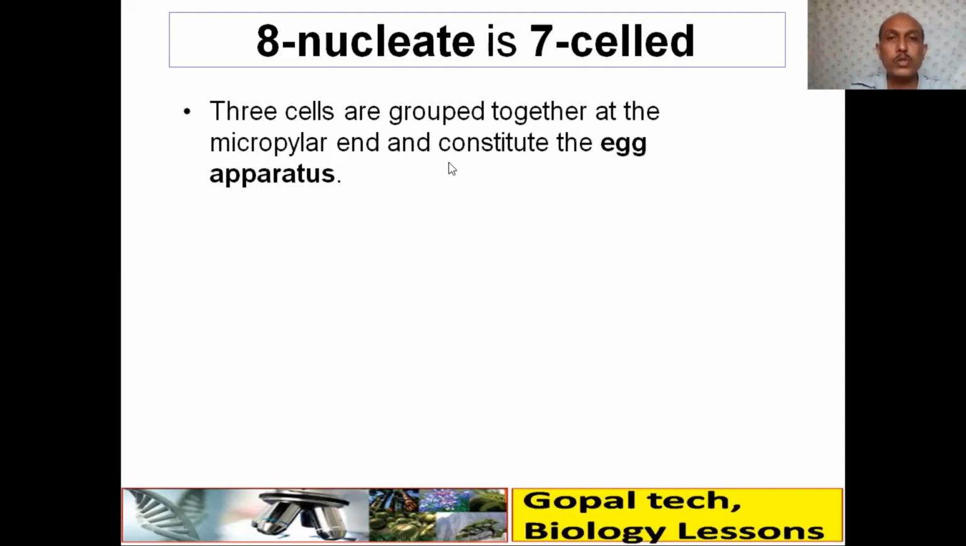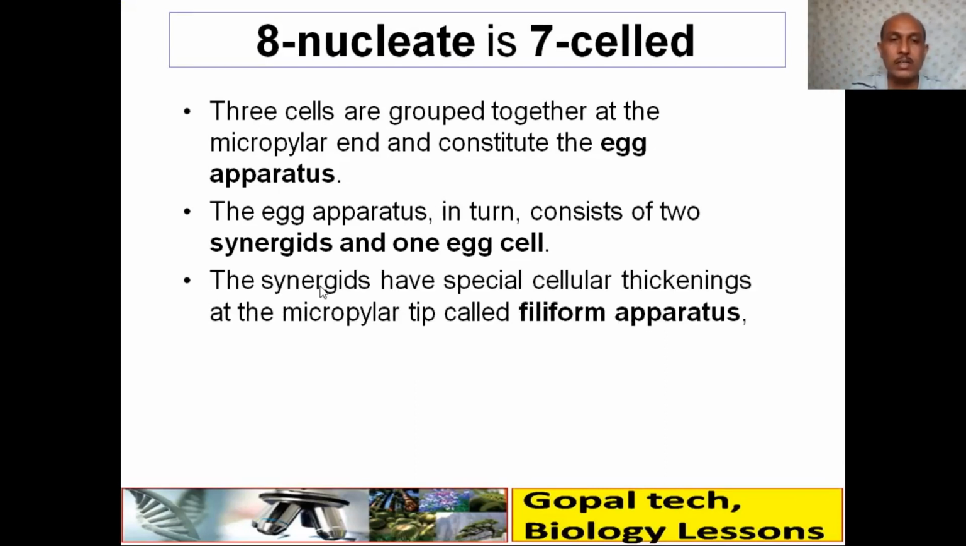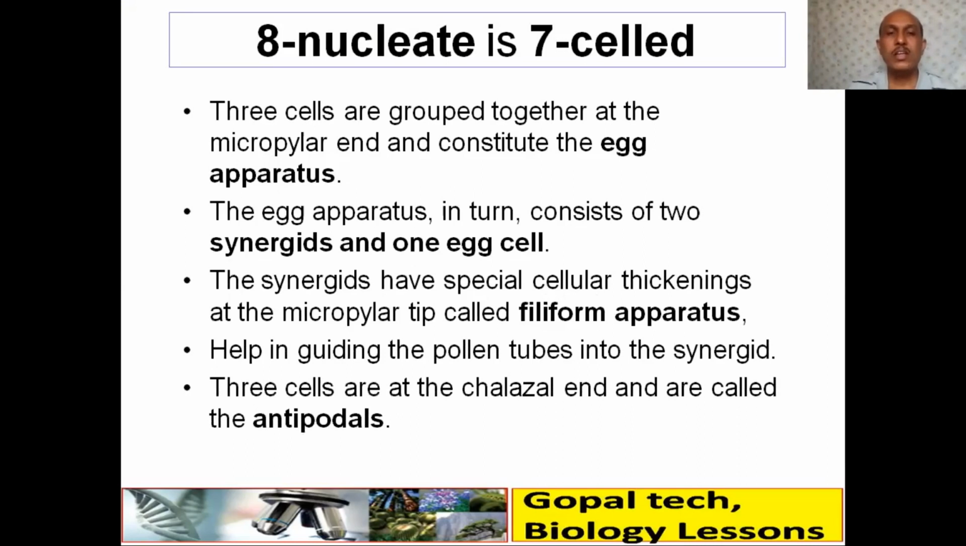3 cells are grouped together at the micropylar end and constitute the egg apparatus. The egg apparatus consists of 2 synergids and 1 egg cell. The synergids have special cellular thickenings at the micropylar tip called the filiform apparatus. What will you call it? Filiform apparatus. Then this helps in guiding the pollen tubes into the synergid. So the pollen tube will always enter the synergid first.